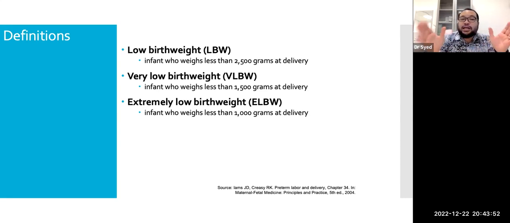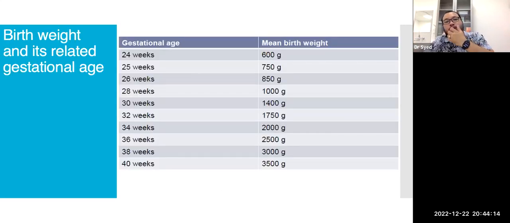Next, we can classify according to gestation. Now kita define dia according to dia punya weight. So low birth weight are those born less than 2.5 kilos. VLBWs are those less than 1.5 kilos. ELBWs are those born less than 1 kilo at birth. Kalau kita tengok, this is the average. Those babies who are born by 24 weeks usually weigh around 600 grams or less. 25 weeks is 750 grams. 26 weeks, 850 grams, and so on and so forth.